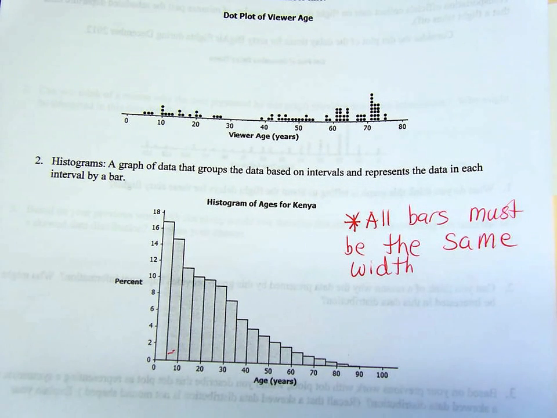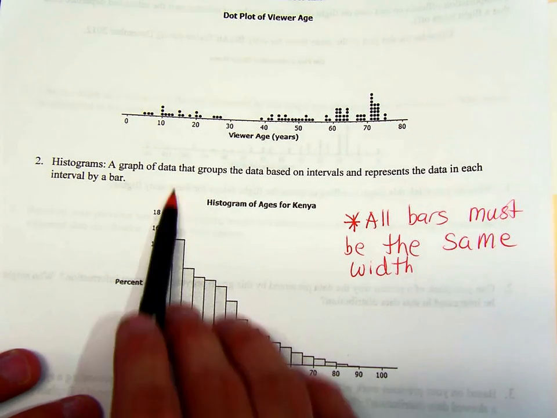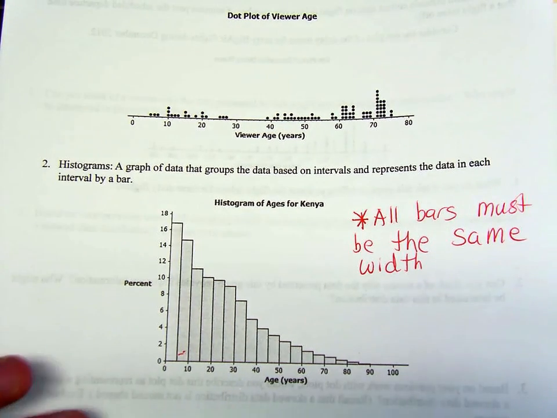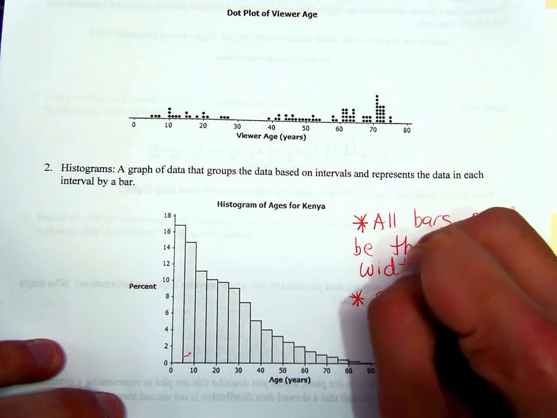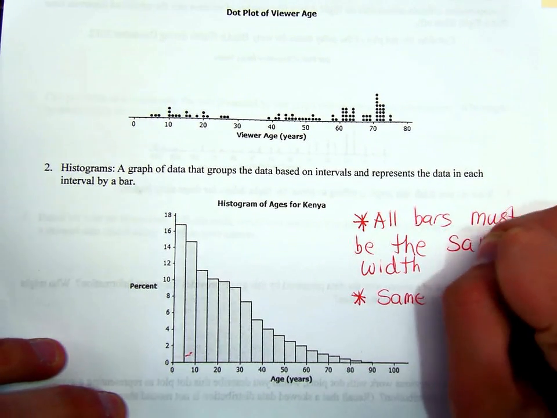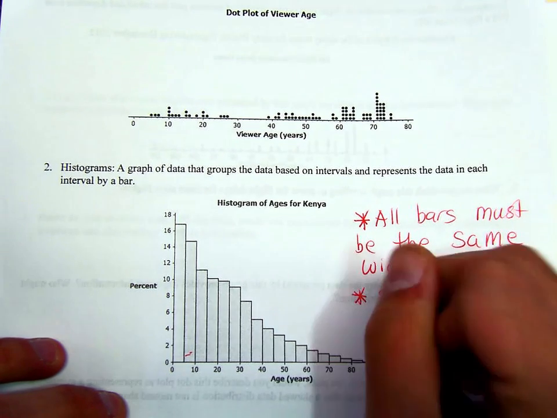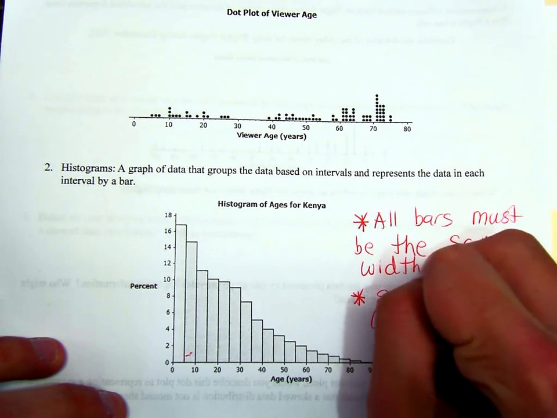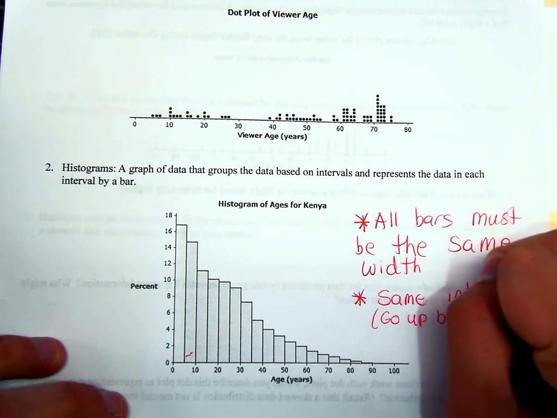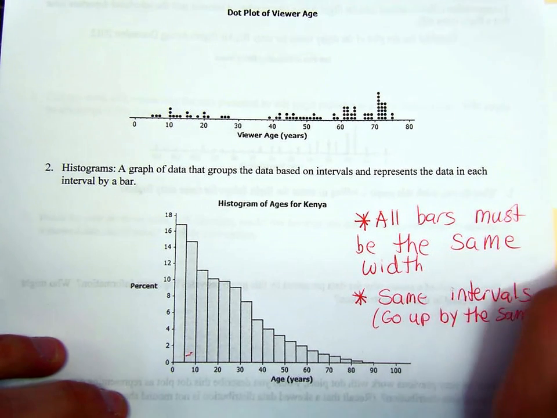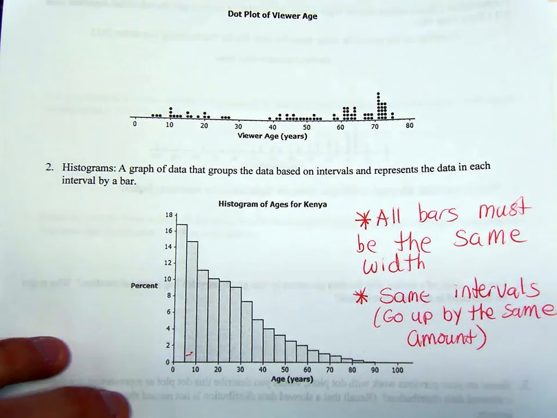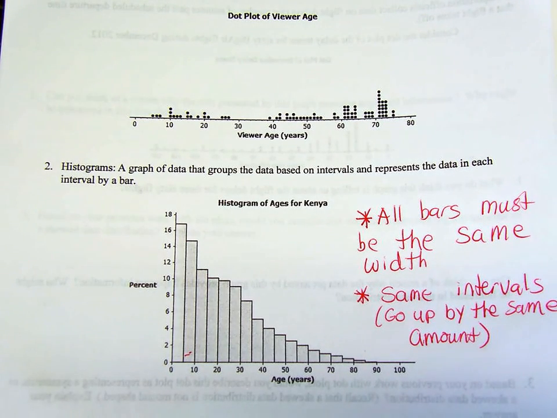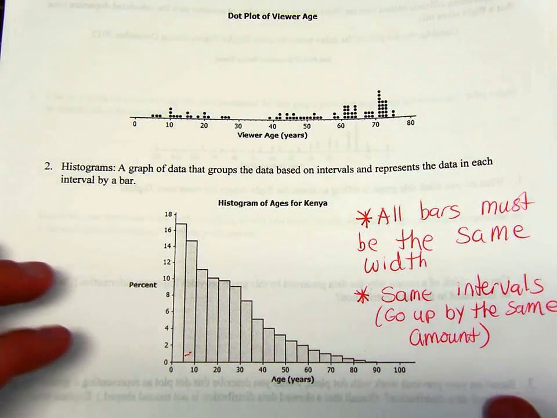That's one difference. And, again, with any graph, you have to make sure that you're going up by the same intervals. So in this graph, we must have the same intervals. Or we could say that we have to go up by the same amount. Okay? So let's move on to our next type of graph.